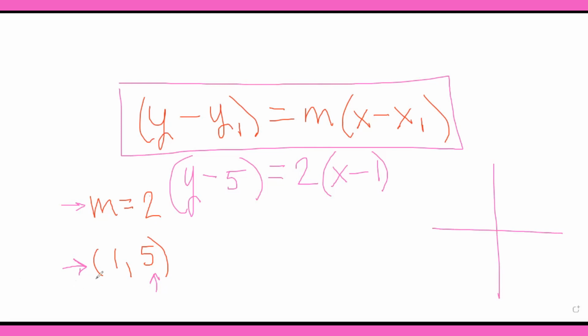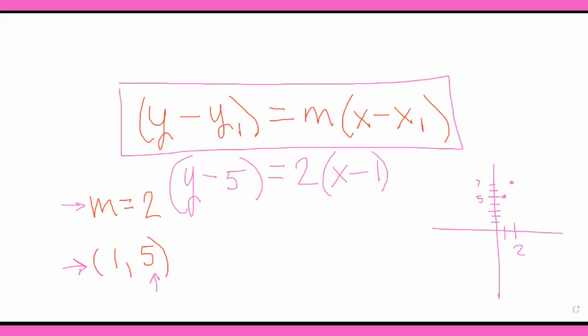Or honestly, we could just start with this point, right? I could start at 1, 5: 1, 2, 3, 4, 5. That would be my first point, and then I just go up 2 over 1 from there. Up 2 over 1. So if this is 5, that would be 7 and over 1, so that would be 2 comma 7.